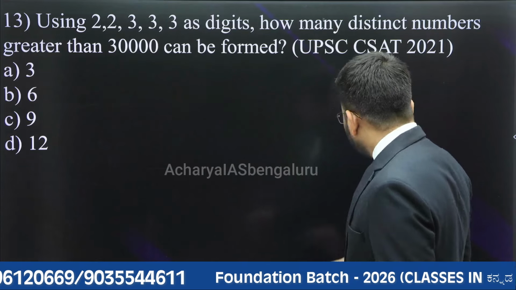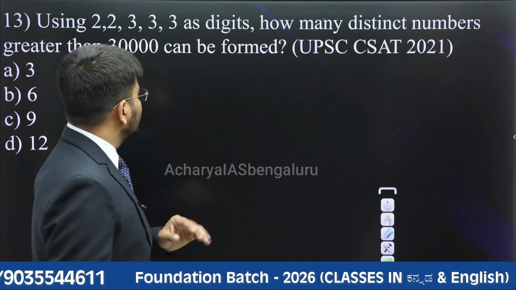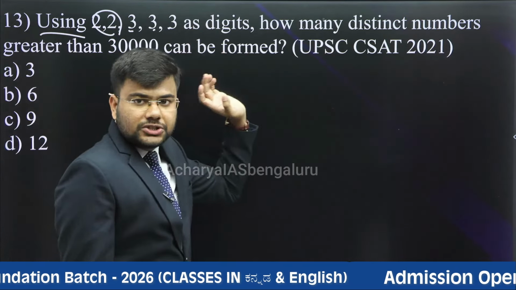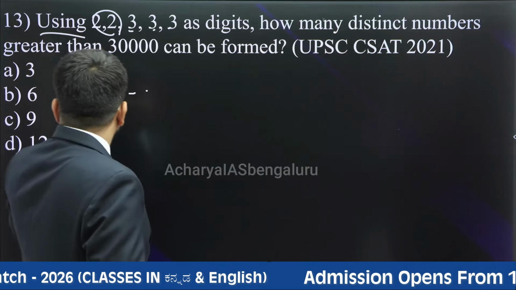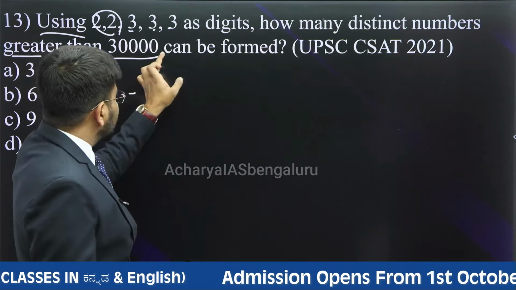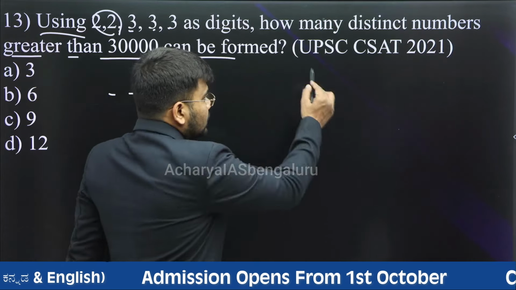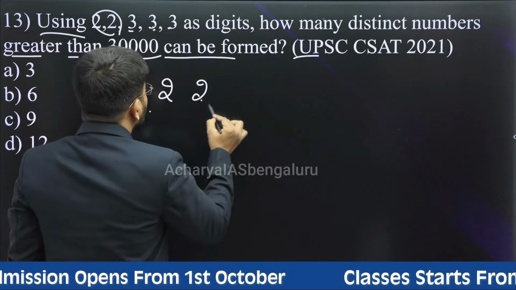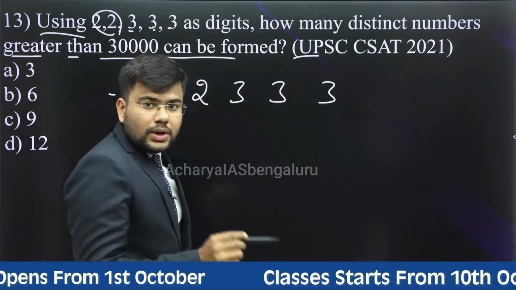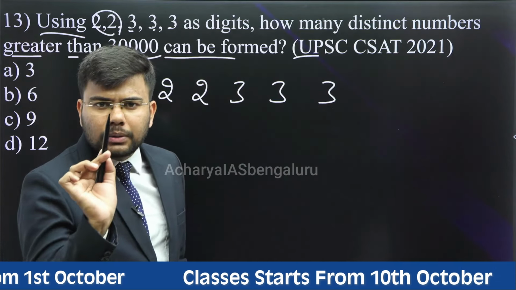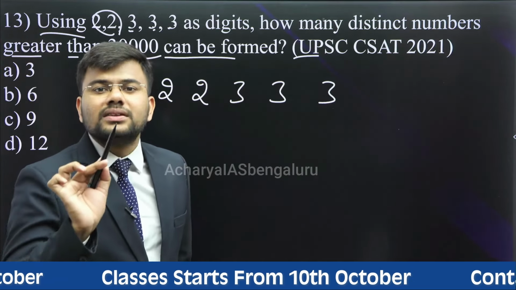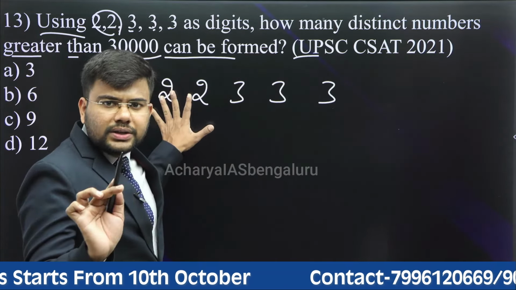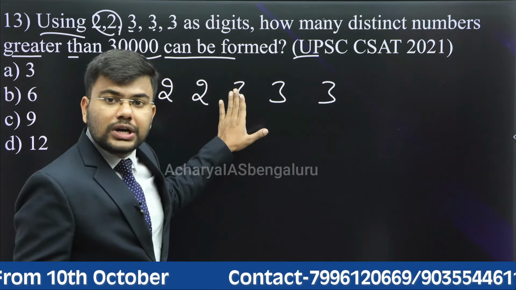This would be a 2021 question, your GS2 question. Using 2, 2, 3, 3, 3 as digits, how many distinct numbers greater than 30,000 can be formed? This is the question. That is 2, 2, 3, 3, 3. Using these digits, you have to form number which is greater than 30,000. So first, if you start with 2, can it be greater than 30,000? No. If you start with 2, no. You have to start with 3.